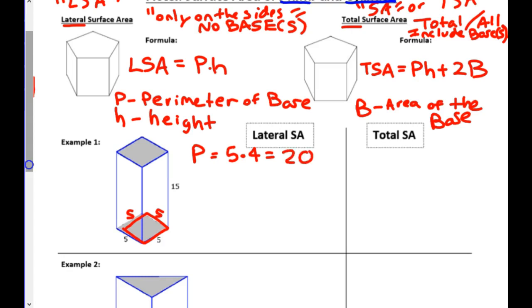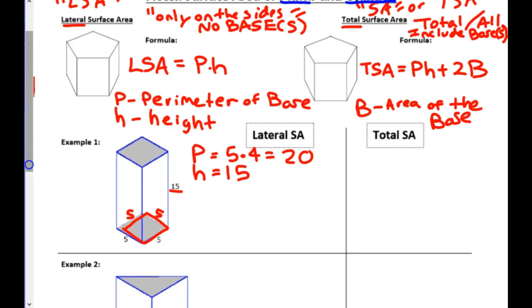What about H? Now the height of the whole prism. So between the bases, what's the length that I got right there? 15, right? So that's our height of the whole prism. So now that I have P and H, how do I find lateral surface area? P times H. That's it.